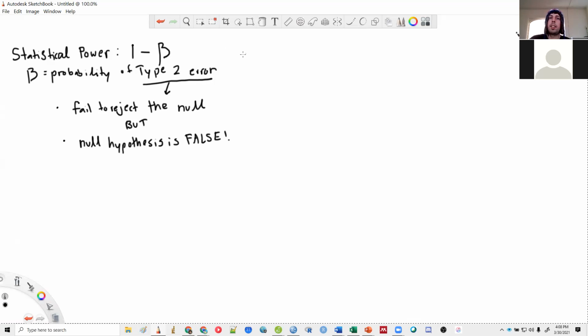actually leads us to the word definition or the description of statistical power in the same kind of language as the type 2 error rate.